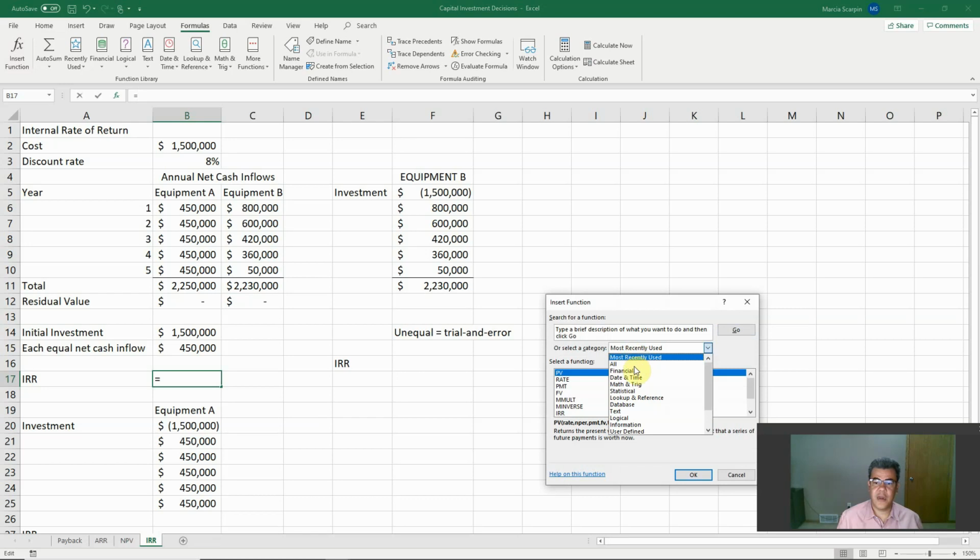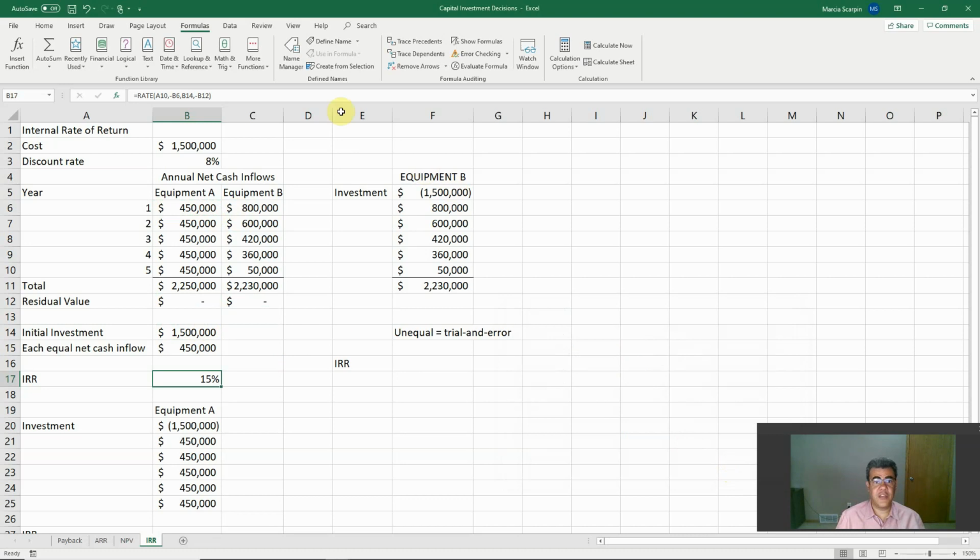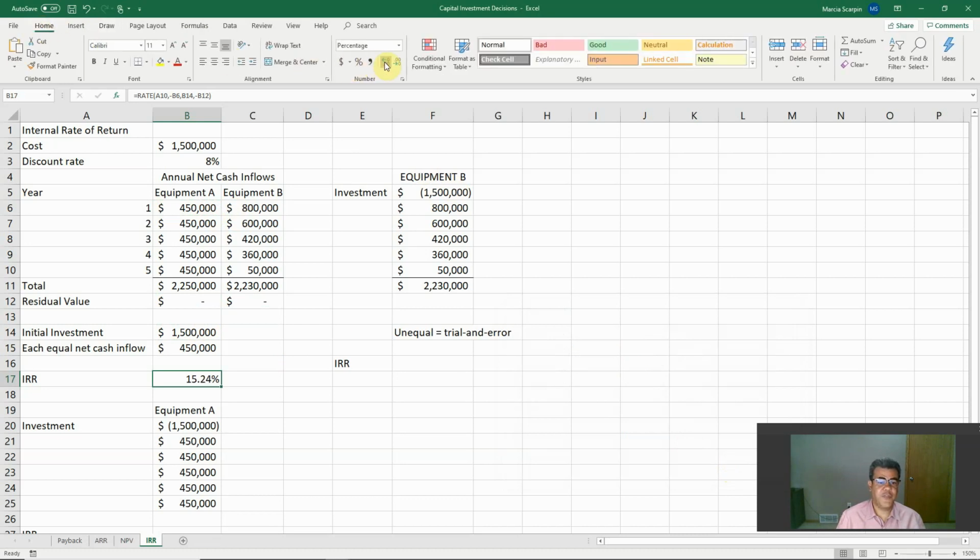So our formula here, let's go to all formulas. Let's call it rate. Not radians, not rand, rate here. So our rate, number of periods, 5 years. PMT, negative 450. Remember, when we are investing money, it is positive; when we are withdrawing money, it is negative. PV, 1.5. Future value would be our residual value. And then, okay, here it is 15%. So let's increase the decimals here, 15.84%. So if we have this investment here, our internal rate of return would be 15.84%.